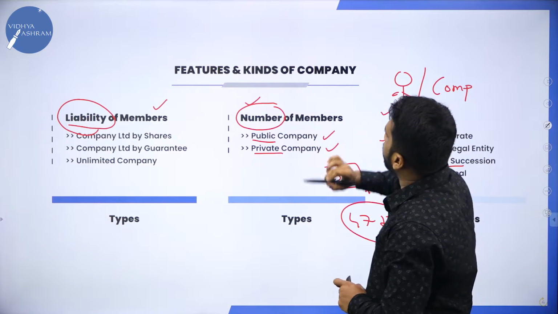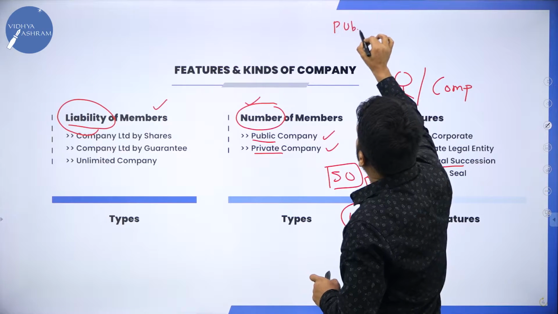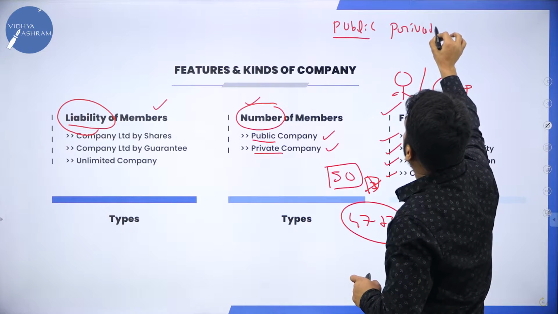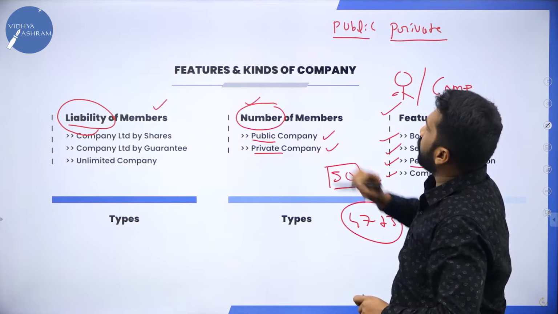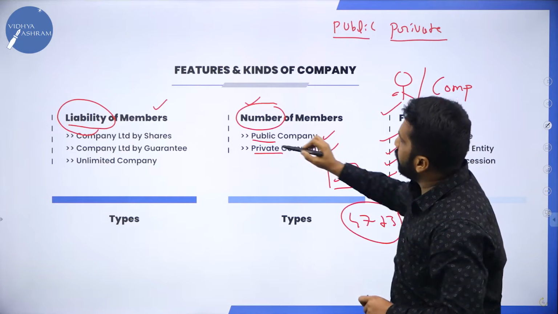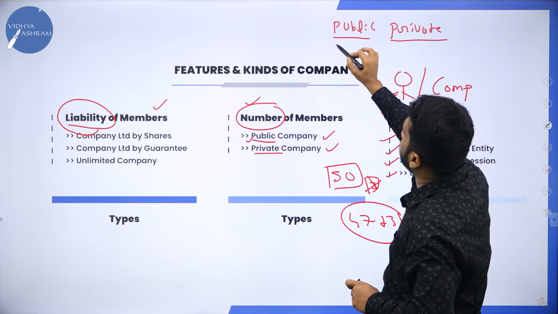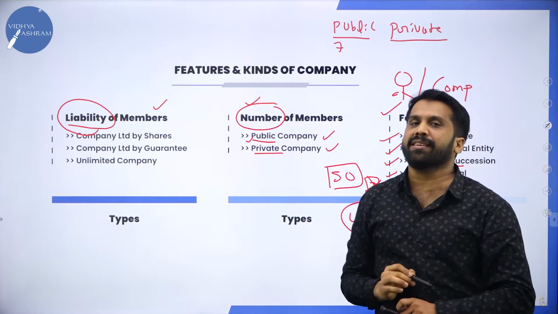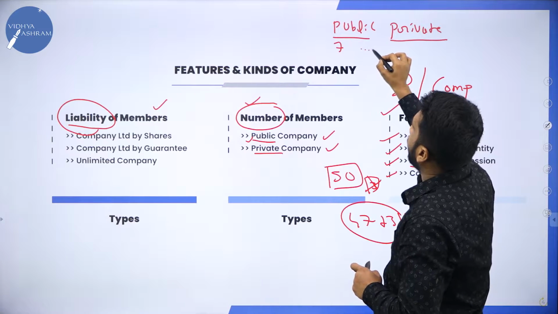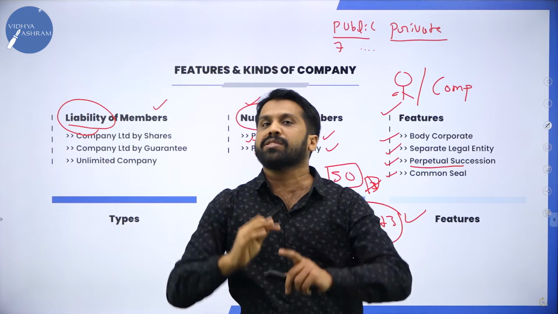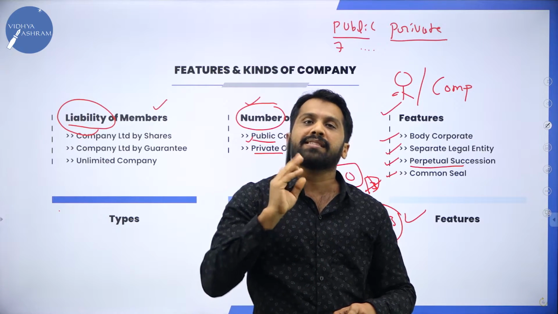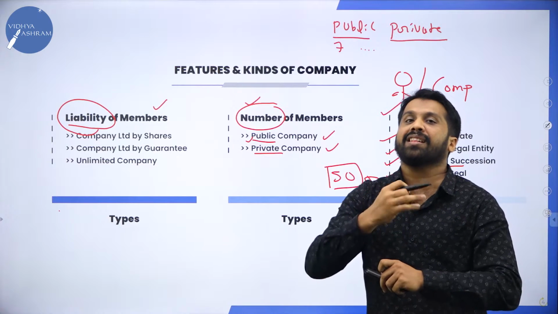Now, number of members, if it is a public and if it is a private. Now, how many members needed for public? Public means what? Government. Now, if you are running a public company, the minimum members required is 7. What is the maximum numbers you can have? The maximum is unlimited. You can have even 1000 also. There is no maximum limit for public company. What is the minimum? 7. Maximum is how much? Unlimited.